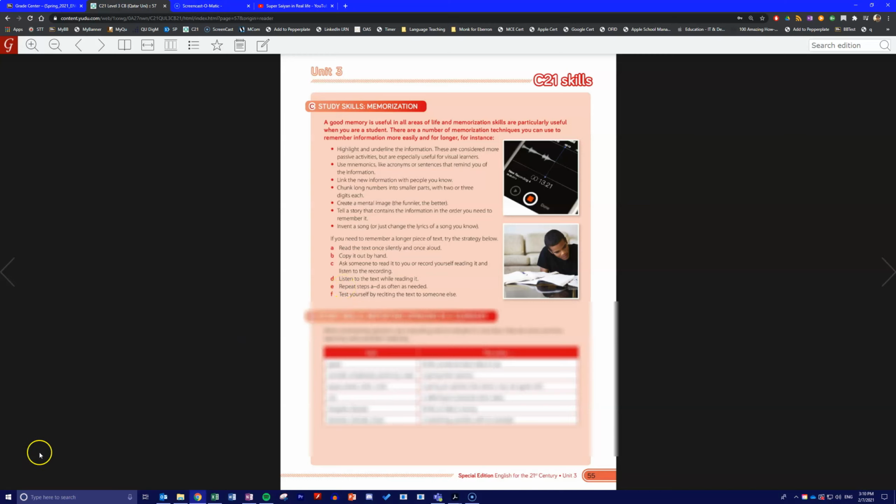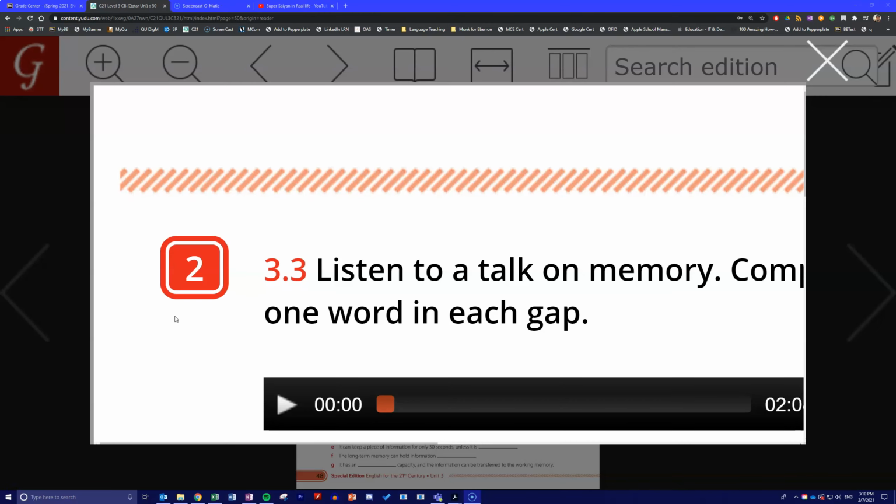Now, let's get back to our unit. We're going to listen to a talk on memory. Listen to the recording, and at the end of the recording, you'll have a chance to answer the questions on page 48. Answer the questions in your textbook, and then choose the correct answers in the multiple choice questions in the Edpuzzle. If you need to listen again, don't forget you can click Rewatch.